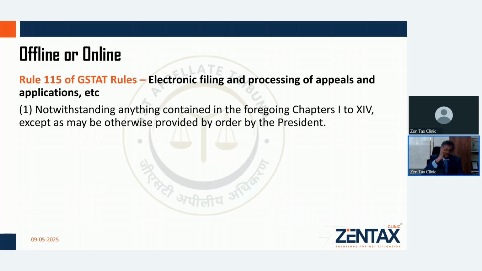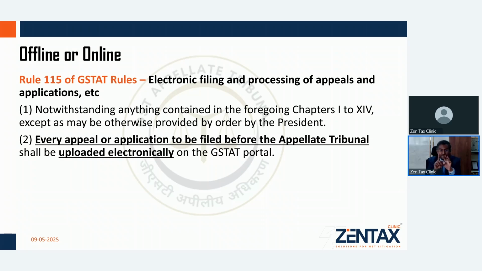It starts with the non-obstante clause, that is an overriding provision over all the other provisions. We have 15 chapters, as I already told you, in the GST Appellate Tribunal procedure rules. This provision, Rule number 115, contained in the 15th chapter, overrides all the provisions contained in chapter number 1 to chapter number 14, except whatever the President generally says. So this provision will have an overriding impact.